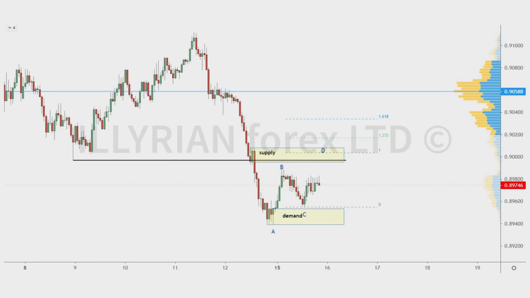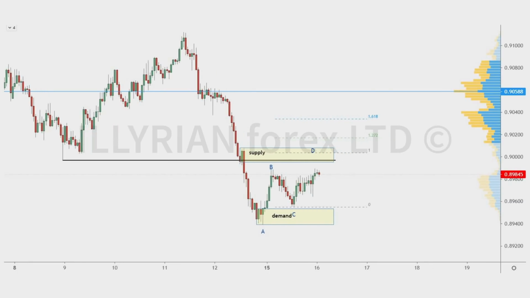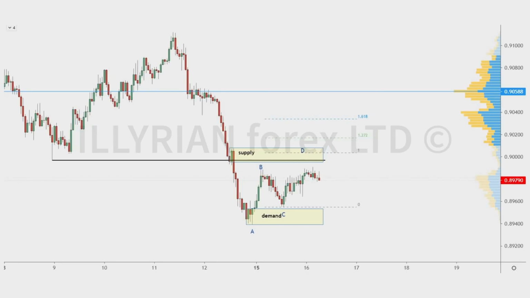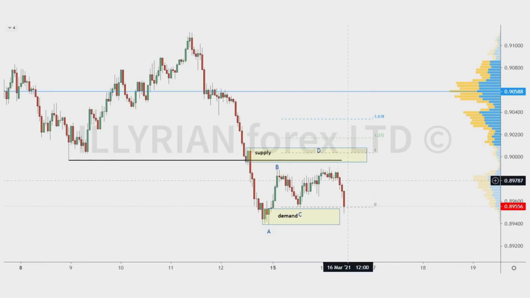Price continued in the upside direction, approached very close, but failed to touch this supply zone, and dropped sharply in the downside direction. Eventually, we didn't profit from this move, but as I always say, the market always gives us new opportunities. Our goal is to wait, nothing more, nothing less.